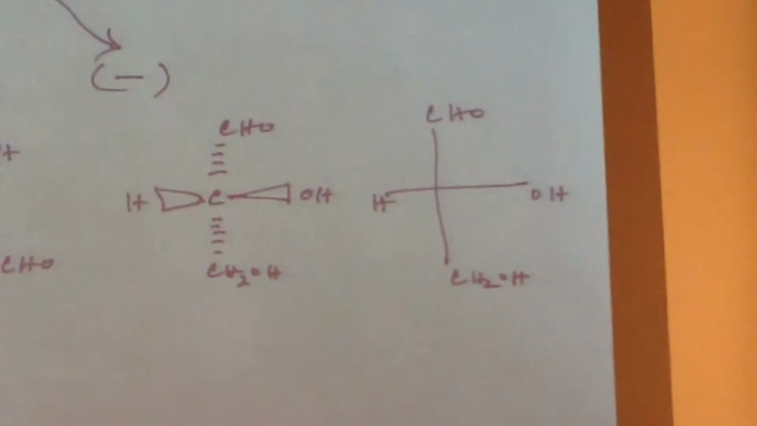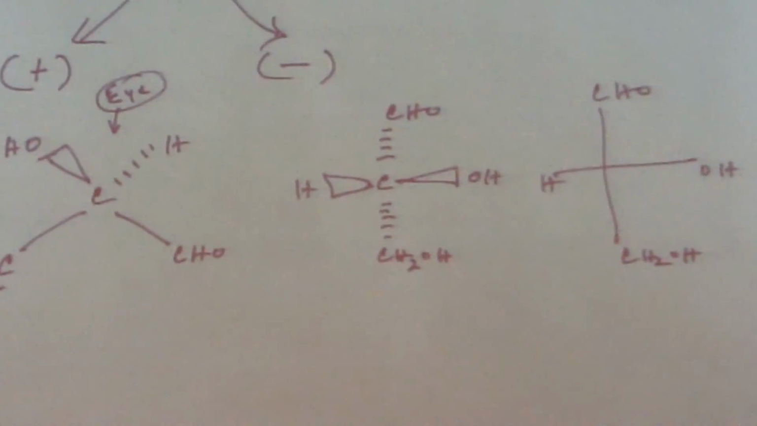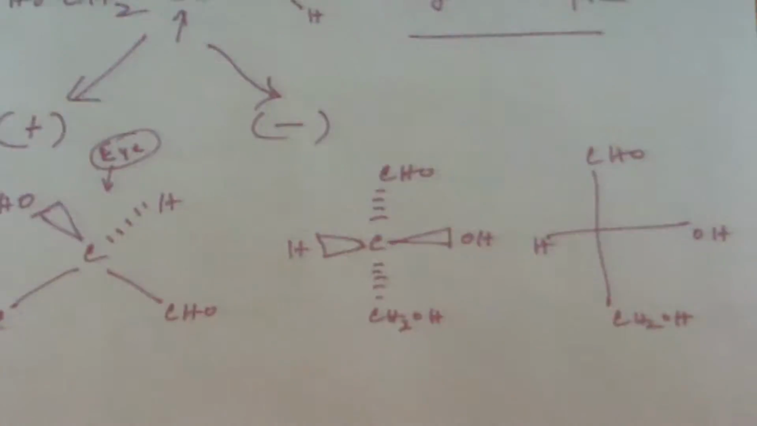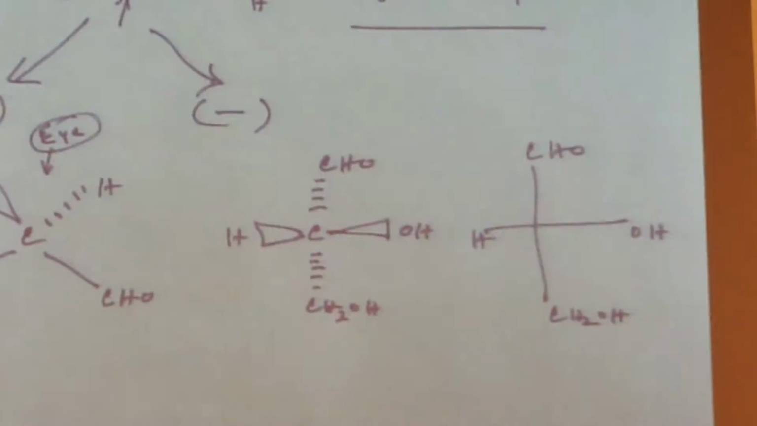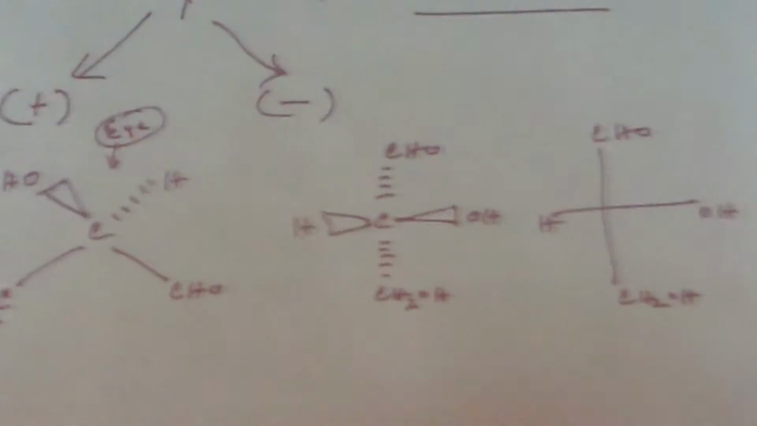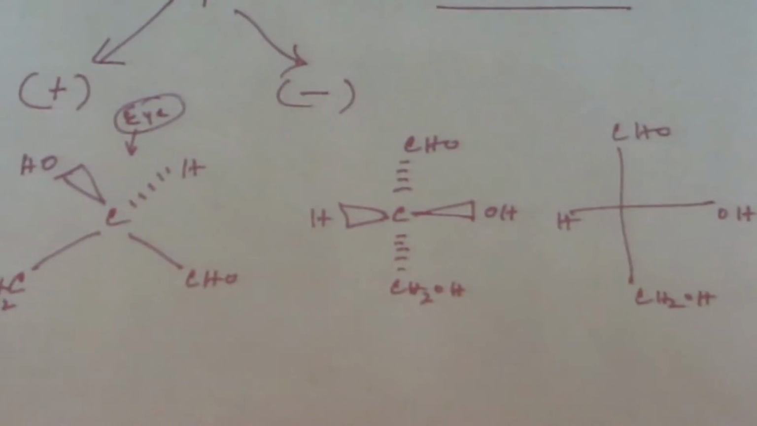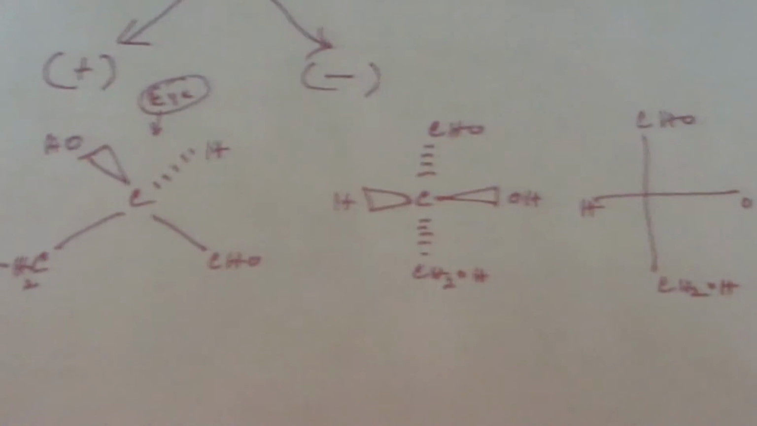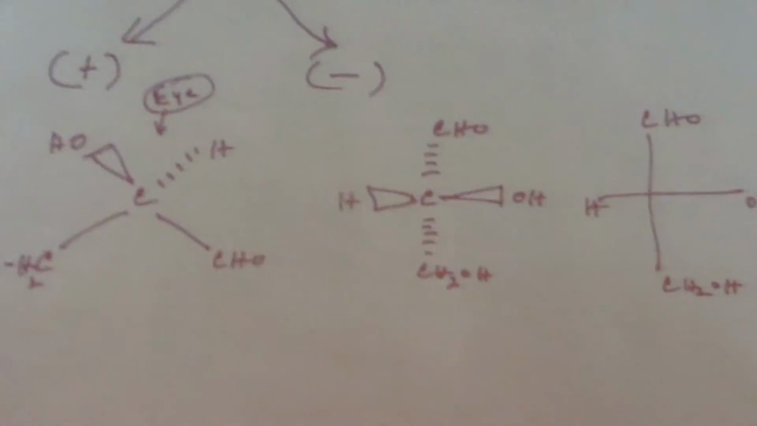And this is what we call a Fischer projection. Whenever you talk about a Fischer projection, we just write straight lines. But what it indicates is that the vertical lines are the groups in the back, and the horizontal lines are the groups coming up towards you. So it's essentially, let's use this.